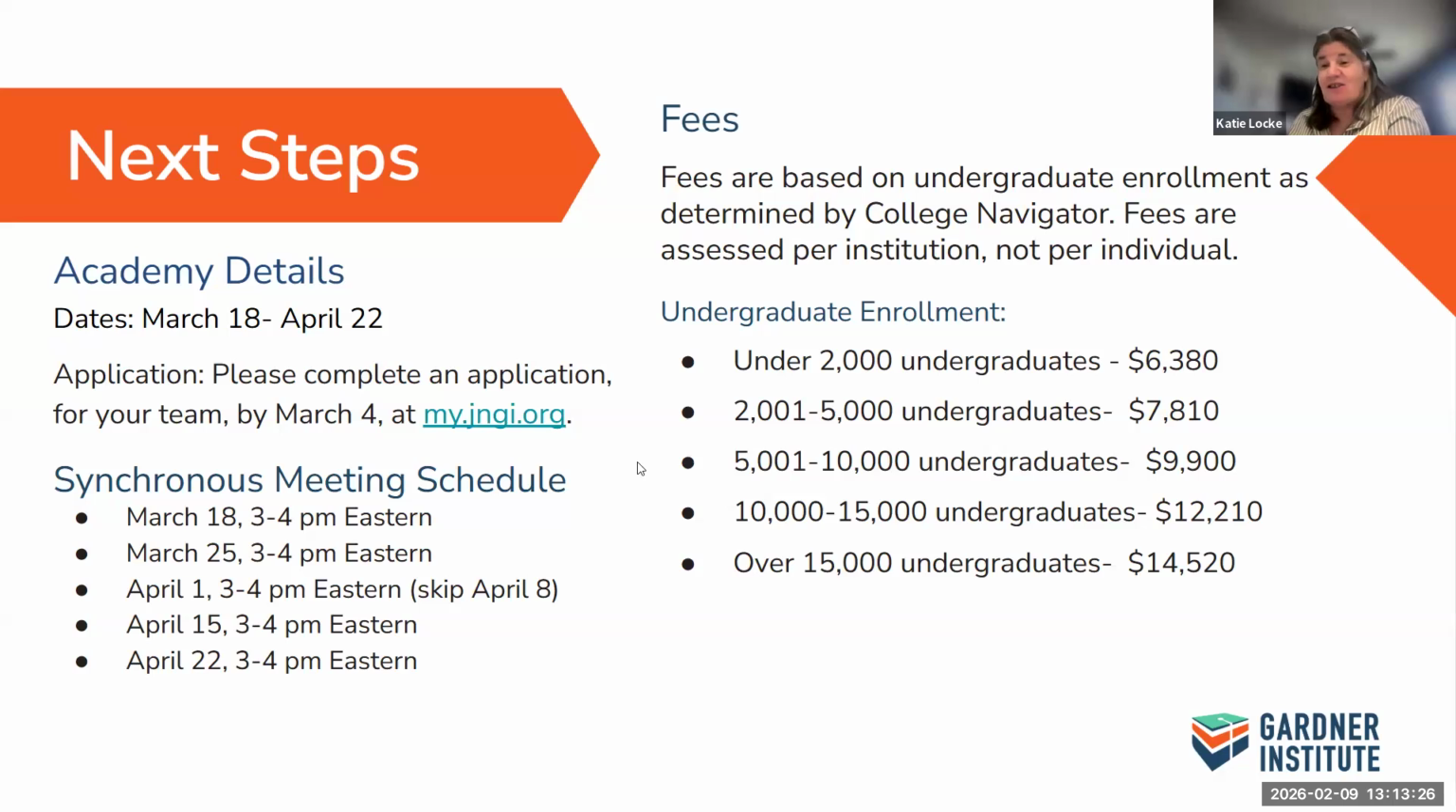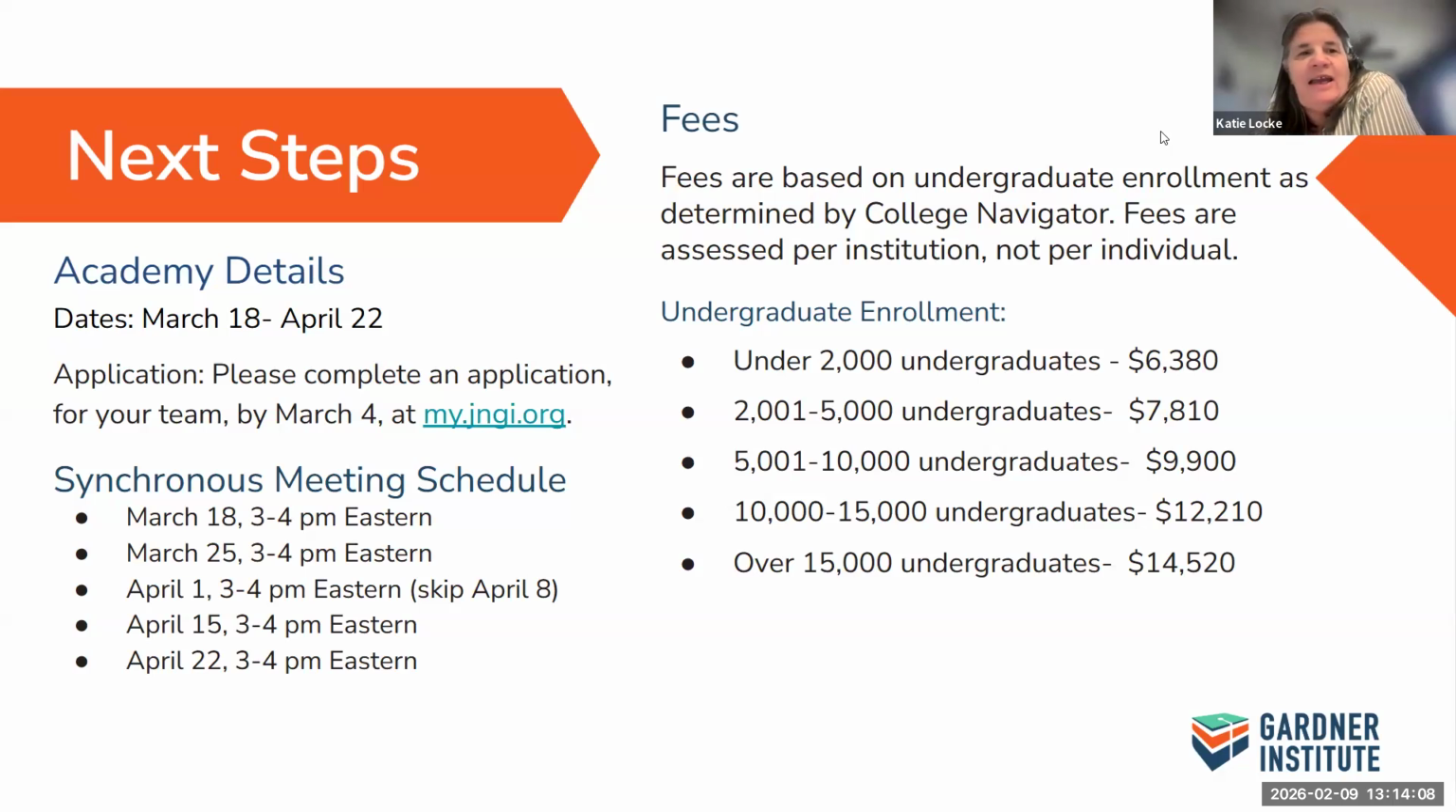If you want to send this to colleagues, you're also welcome to invite colleagues to that session. The fees are based on your undergraduate enrollment as determined by College Navigator, and the fees are per institution, not per individual. And as Jill said, 3 to 5 seems to be the sweet spot in terms of a team. You can have up to 10. So that is the fee for all the people who are involved. And we are also able to split that fee into 2 fiscal years if that will help make it easier for you to participate. So we're happy to answer any questions.